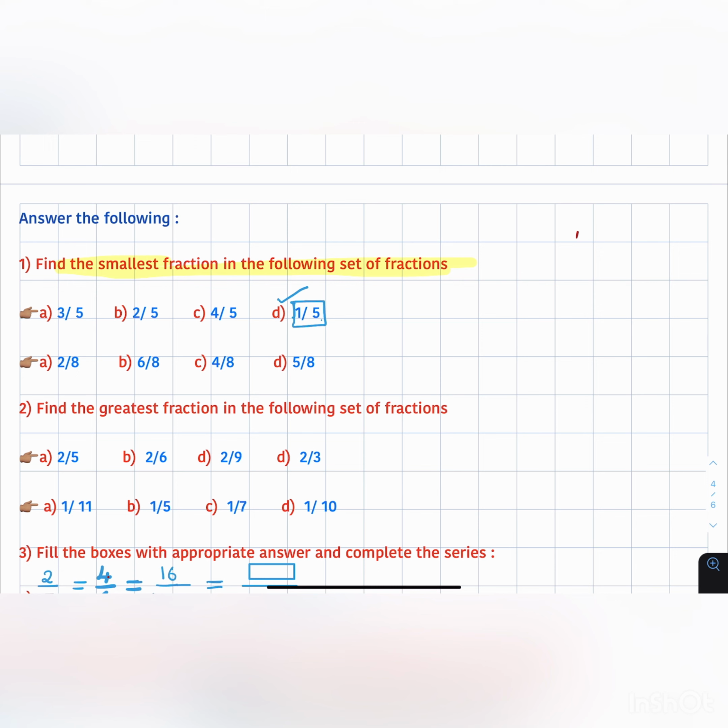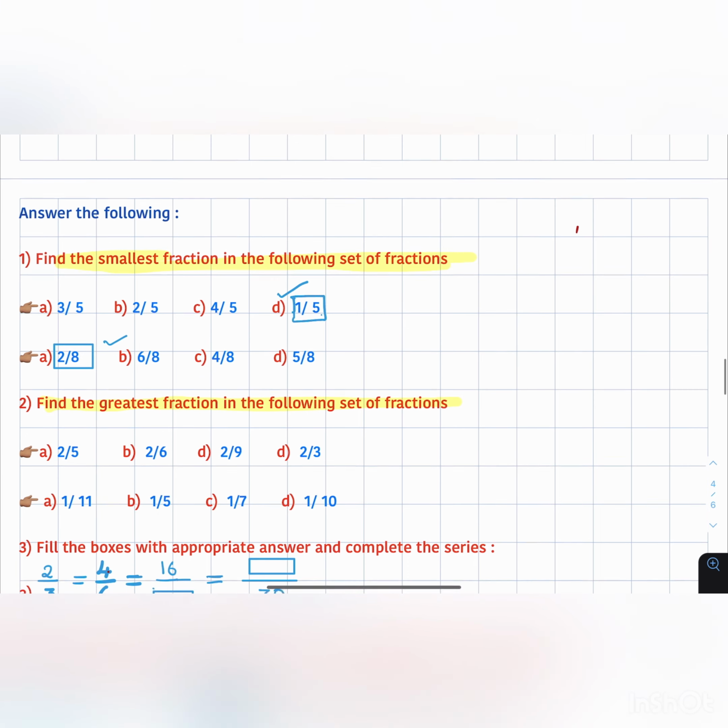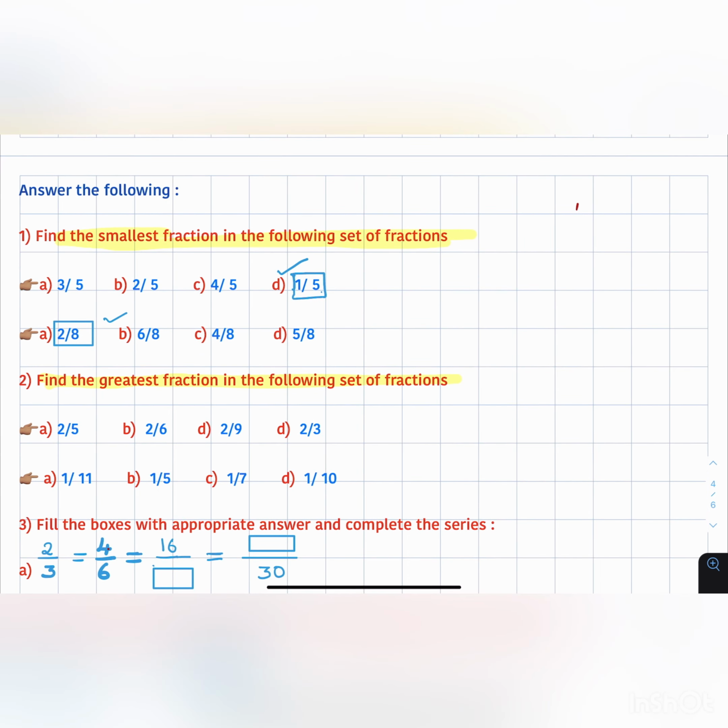And then the next one, 2 by 8, 6 by 8, 4 by 8 and 5 by 8. The answer is A. Because the smallest numerator in the given fractions is 2. So that is 2 by 8, the smallest fraction. Then the next one, find the greatest fraction in the following set of fractions. Again we have two sets, 2 by 5, 2 by 6, 2 by 9, 2 by 3. The answer is D. Because they are unlike fractions, and in unlike fractions the smallest denominator will be the greatest fraction.